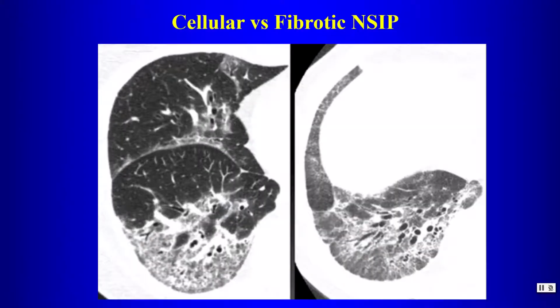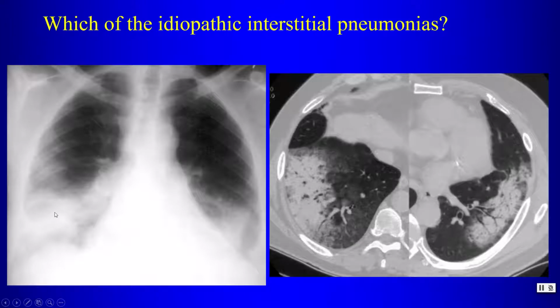So cellular versus fibrotic NSIP: cellular will have more ground glass opacity, fibrotic NSIP will have less ground glass opacity and more reticular and fibrotic changes on the histology. You might even see honeycombing towards the more fibrotic end of the spectrum there. So now we move on.